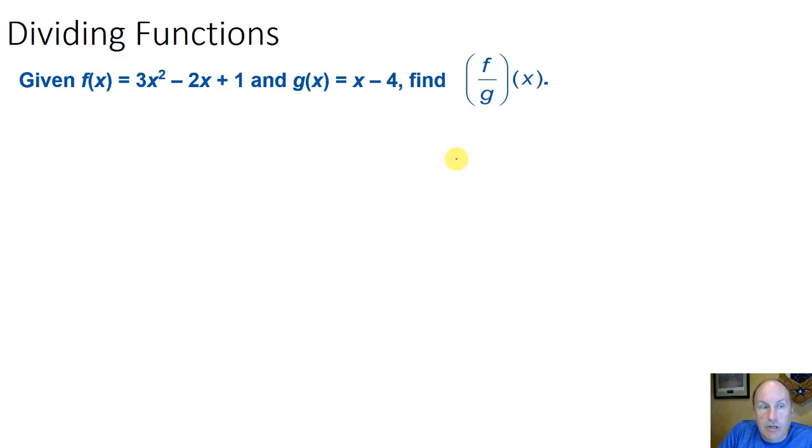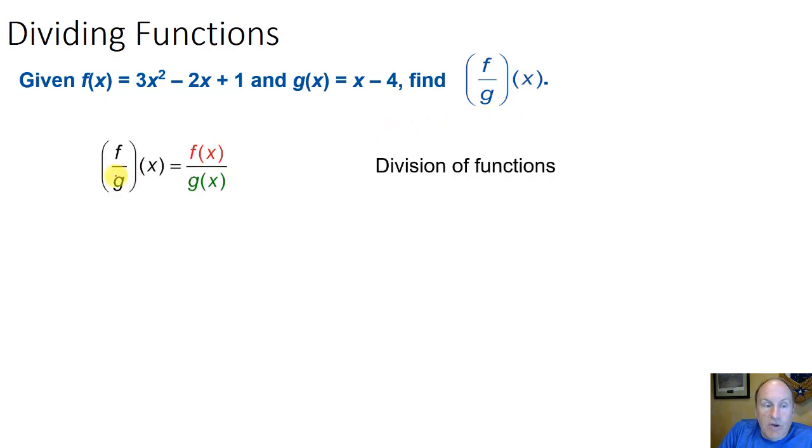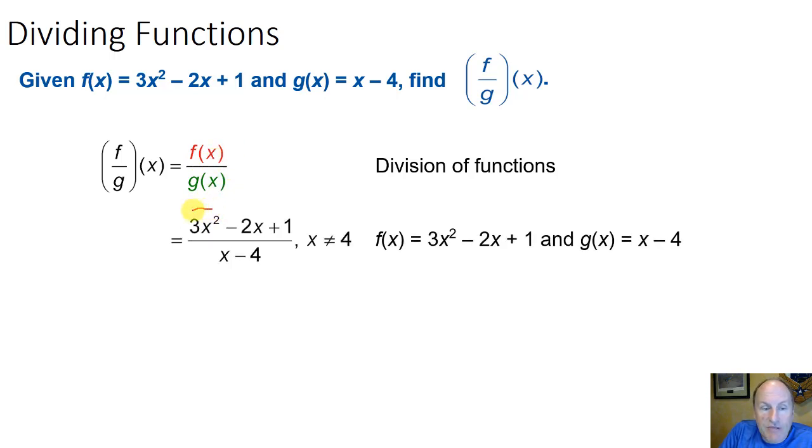Now we're going to look at division of functions. Now again, we have to be careful with division. Division by 0 is not allowed. So we've got to keep that in mind as we're doing the division of functions. f of x is 3x squared minus 2x plus 1. Again, g of x is x minus 4. We're asked to find f over g, or f divided by g of x. So f over g of x is going to be equal to f of x over g of x because of our division property of functions. Substituting in for f of x and then substituting in for g of x yields this quotient, with the caveat that x is not equal to 4.